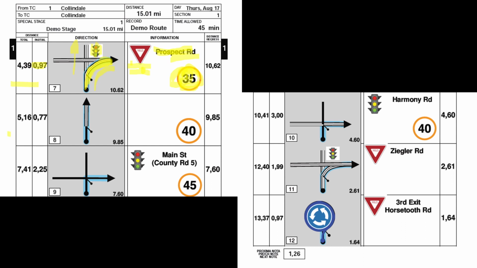At waypoint 8 then, 0.77 miles after waypoint 7, there's no indicator of what's going on in the tulip diagram. All there is, is a change average speed to 40.